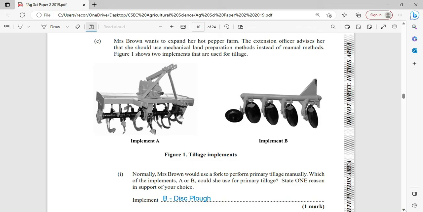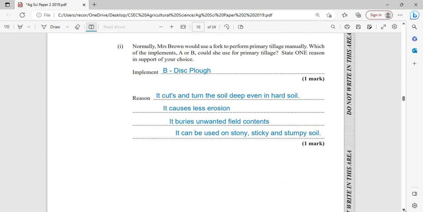Which of the implements, A or B, could she use for primary tillage? State one reason in support of your choice. So the choice here is B, disc plow. It cuts and turns the soil deep even where we have very hard soil.